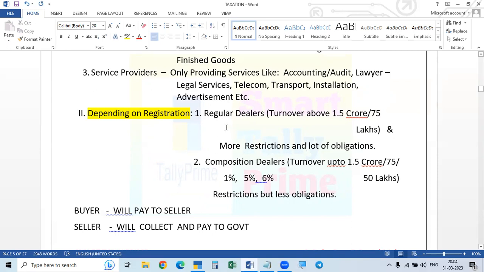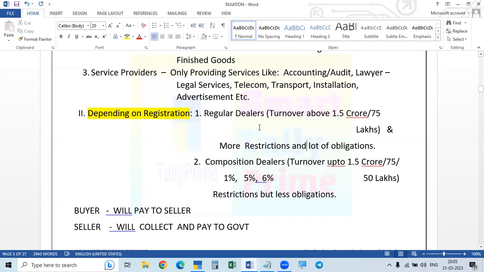In the case of regular dealers, there is no turnover limit. But in the other case, it is only 1.5 crore. Here, there is no turnover limit. You can do 10 crores, 100 crores, 1,000 crores. So there is no turnover or sales limit, as well as no area restriction.